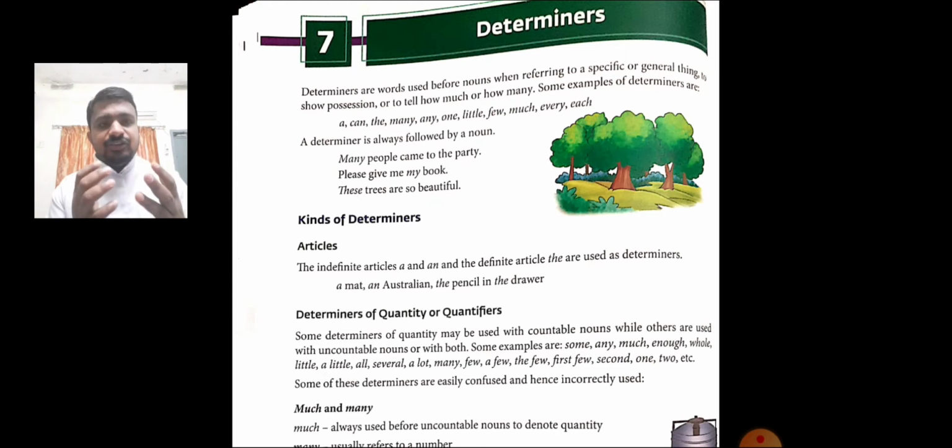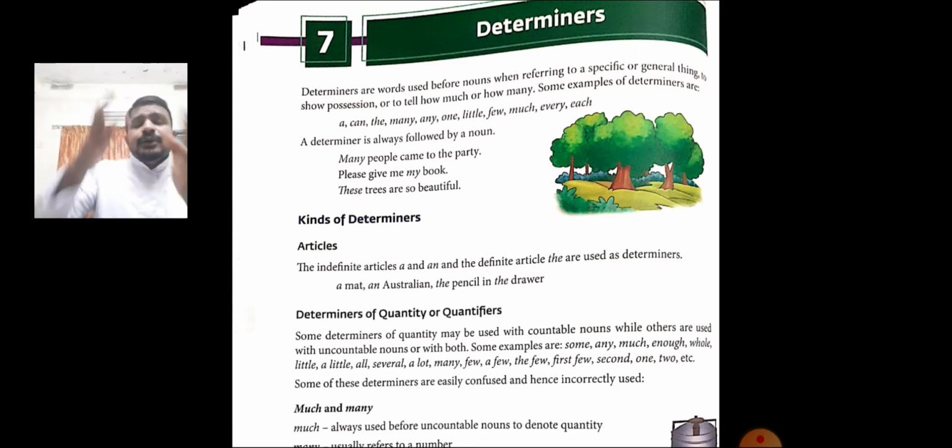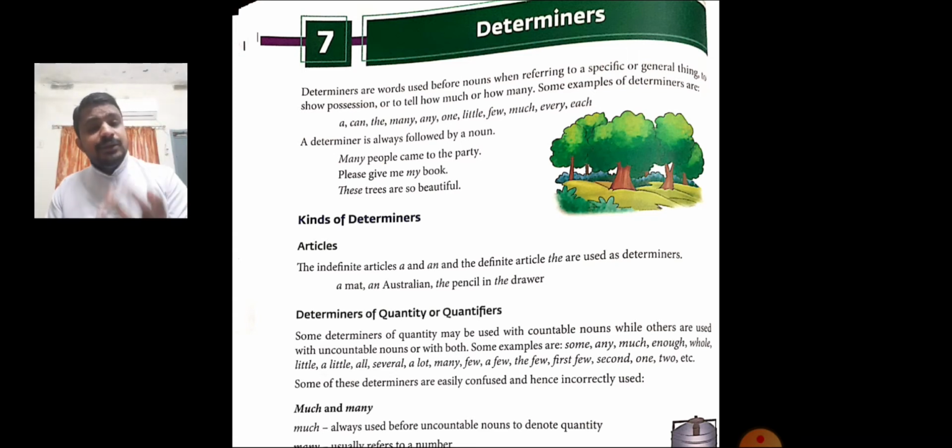So let us start. For example, a, an, the, many, any one: whatever comes before the noun can be called a determiner. Now we are going to see the kinds of determiners. First topic: we are going to see about six kinds. First one is articles, the definite and indefinite articles: a or an, plus the, which is the definite article.